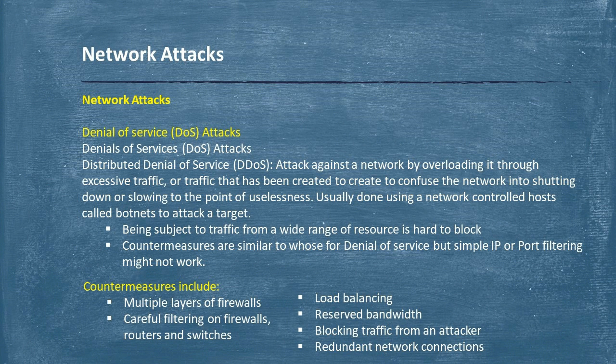Another type of denial of service is the distributed denial of service. This is network based. The attacker attacks a network by overwhelming it with excessive traffic, or traffic that has been created to confuse the network into shutting down or slowing down. The whole network is disturbed, in the sense that the bandwidth chokes. That is how distributed denial of service occurs.